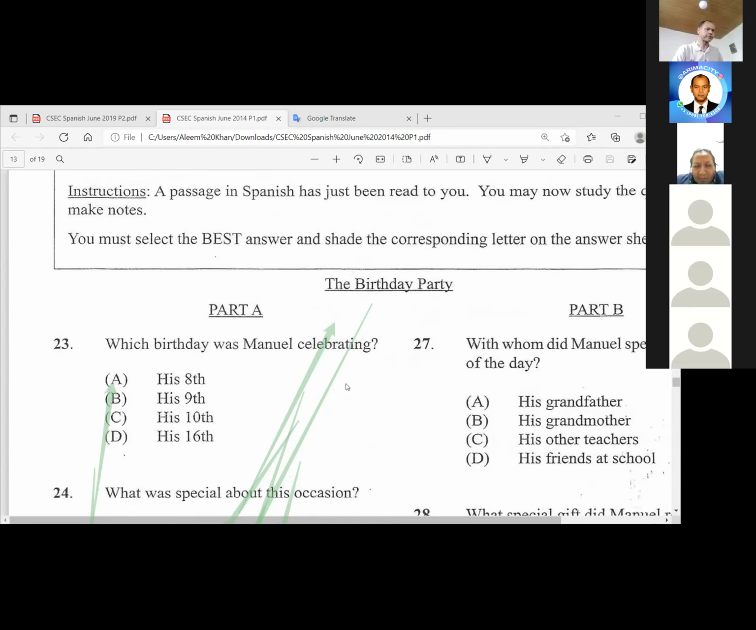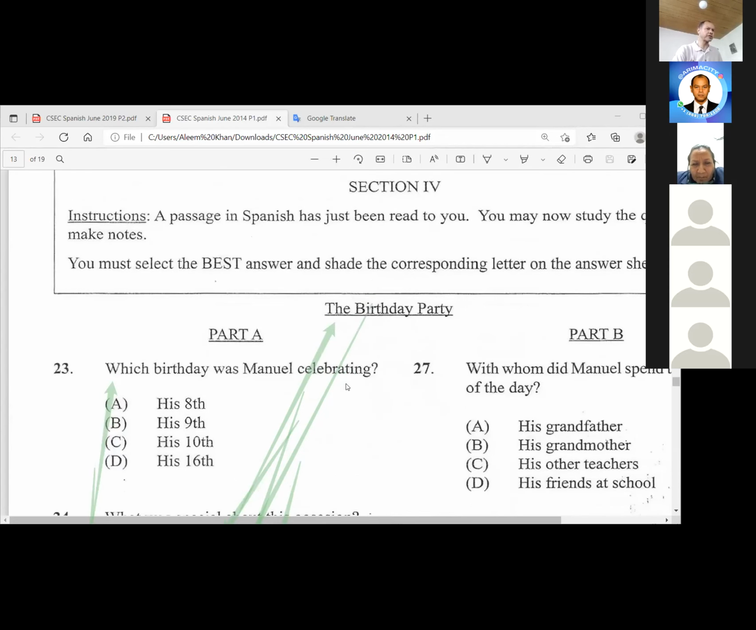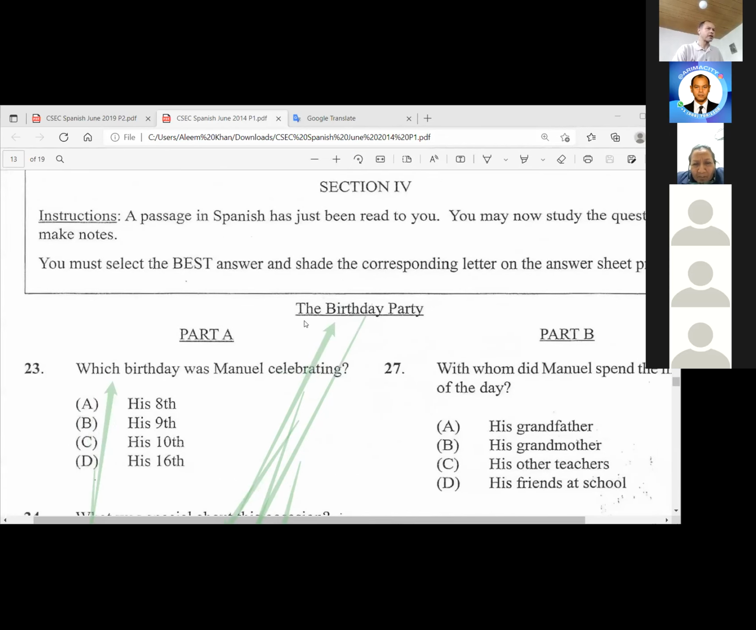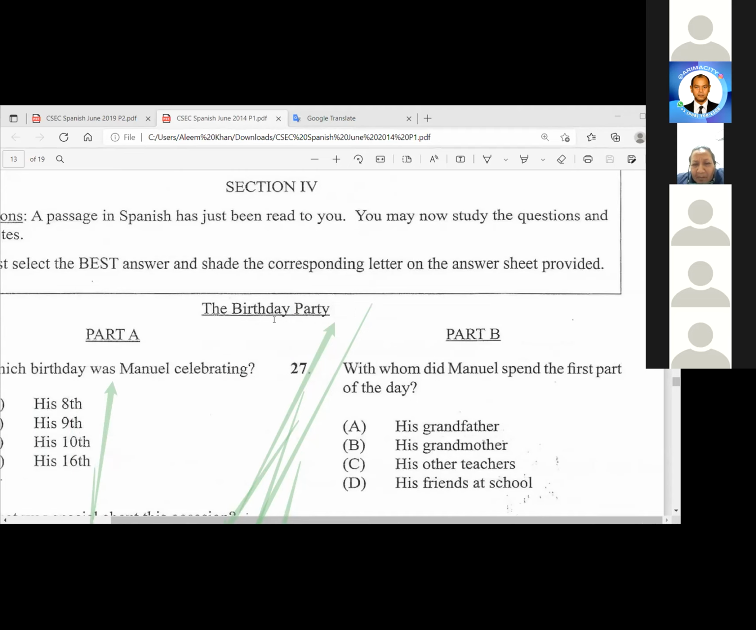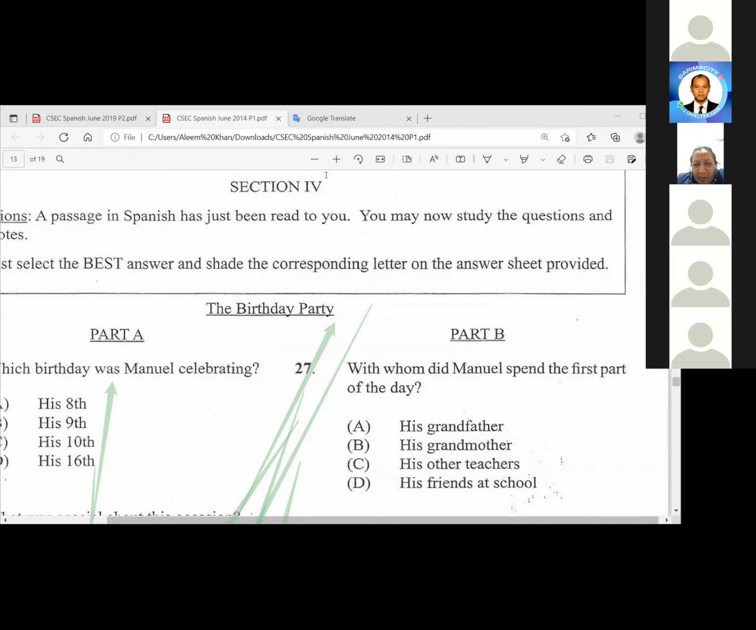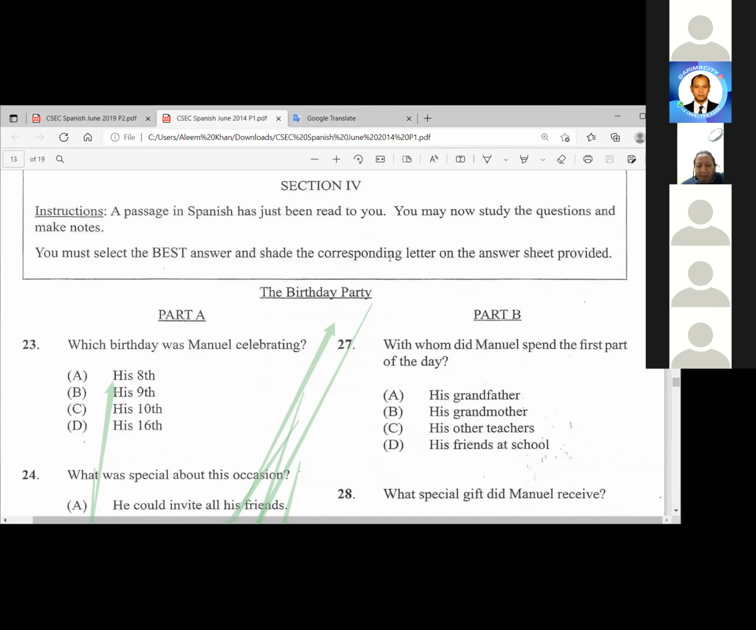Ok. Very good. So let's read the instructions together. All right. The passage in Spanish has just been read to you. You may now study the questions and answer. Yeah, I need to make it a little smaller, sorry. Answer and make notes.